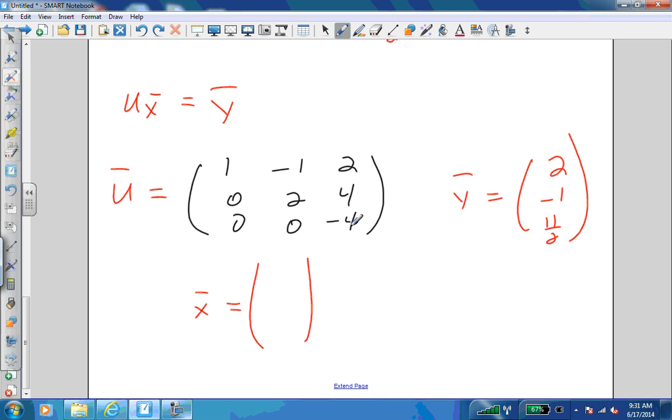So notice our bottom row, no X of 1s, no X of 2s, minus 4 X of 3s equals 11 halves. So if we divide by -4, X of 3 is -11 eighths.